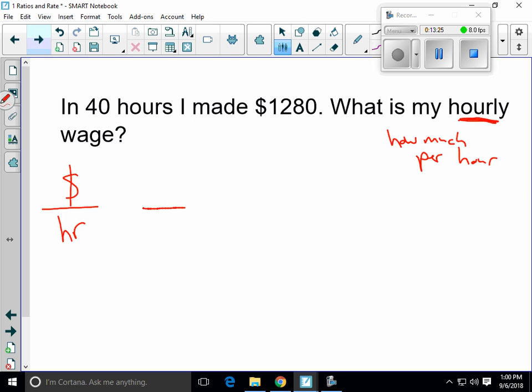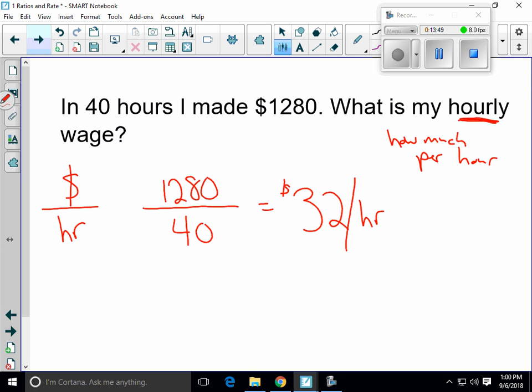For this, the money, cash, will go on top, divided by 40. Put that in the calculator just the way you see it. 1,280 divided by 40, and I get $32 per hour. That is my unit rate. I make $32 in 1 hour.